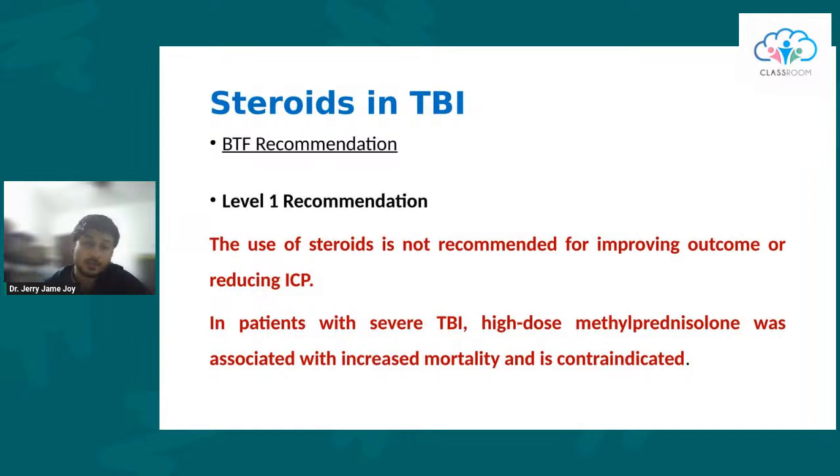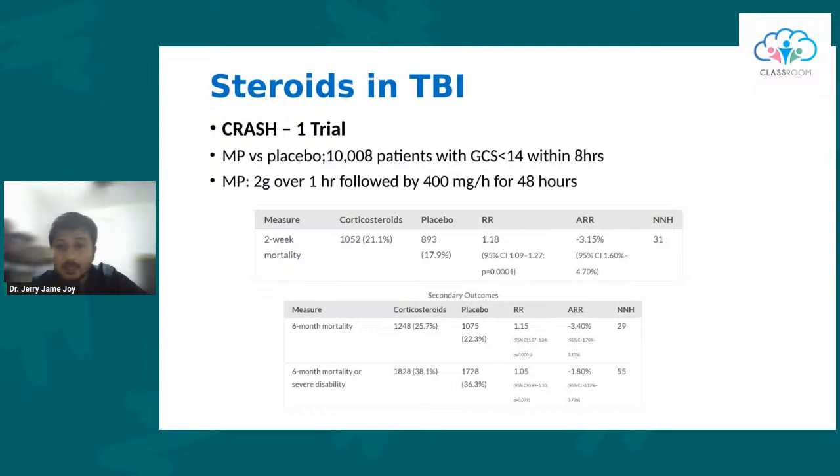Now, on the use of steroids in traumatic brain injury, the Brain Trauma Foundation guidelines recommend against the use of steroids, and steroids are not recommended for improving outcome or reducing ICP. In patients with severe TBI, high-dose methylprednisolone was associated with increased mortality, and it is contraindicated. This is based on the MRC CRASH 1 trial.